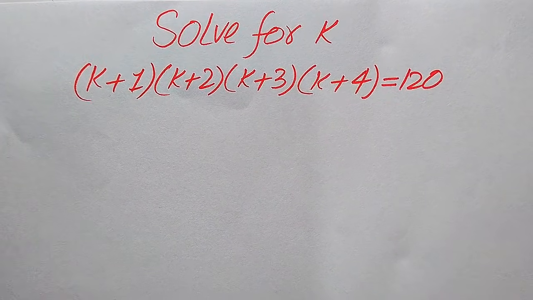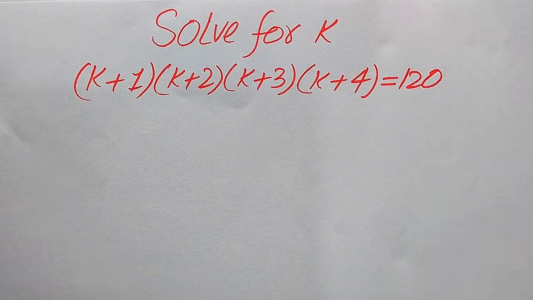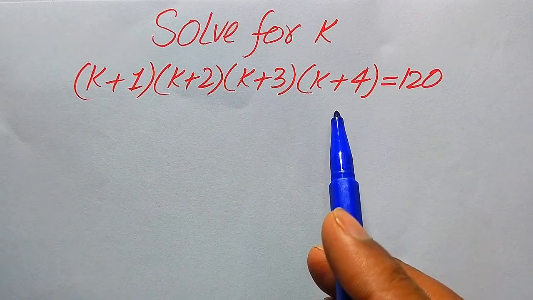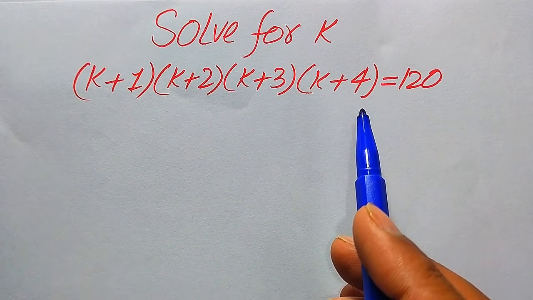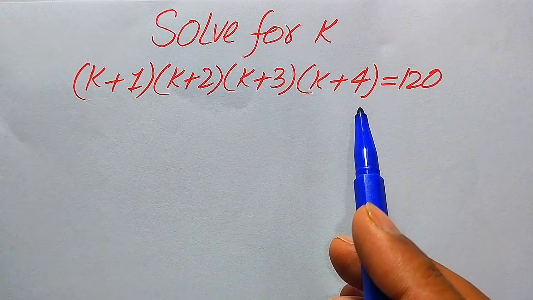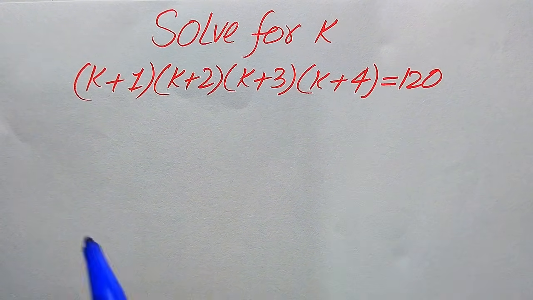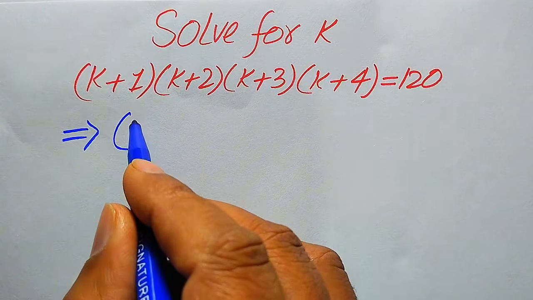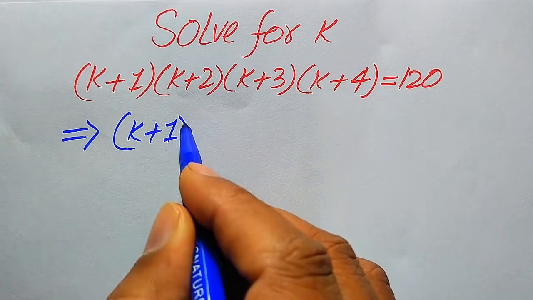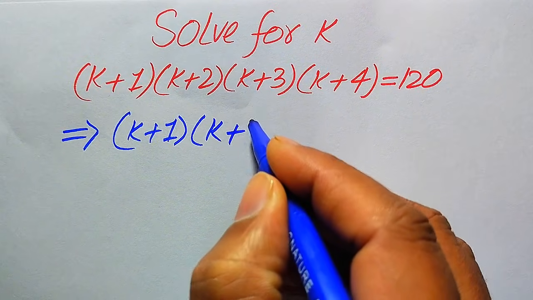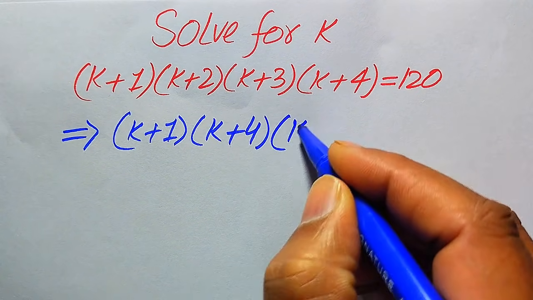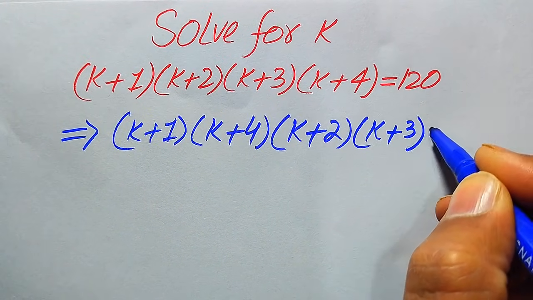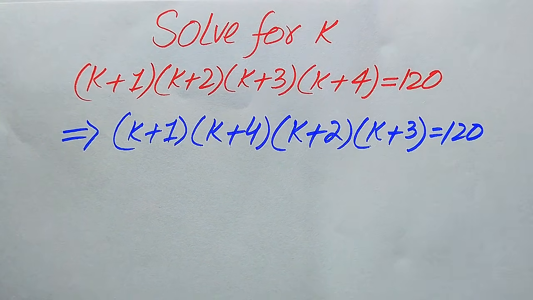Hello everyone, how to solve this problem for the values of k if we have (k+1)(k+2)(k+3)(k+4) equals 120, and we solve this problem for all the values of k. So here first we need to rearrange the terms and make the pair of k+1 with k+4, and the pair of k+2 with k+3, and this equals 120.